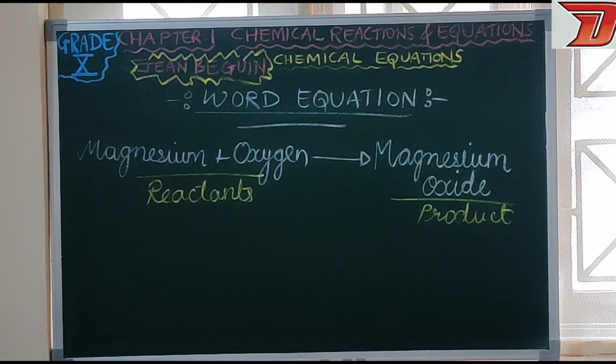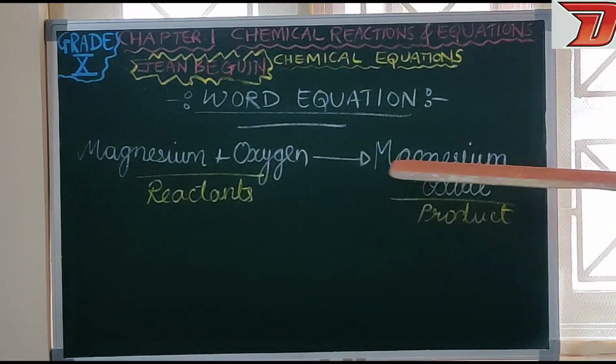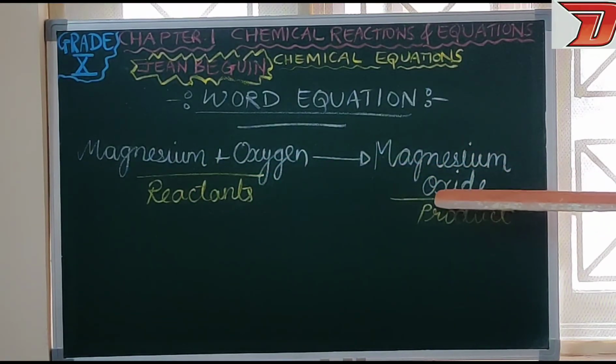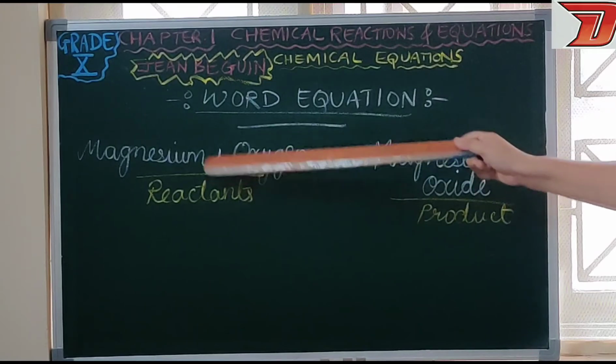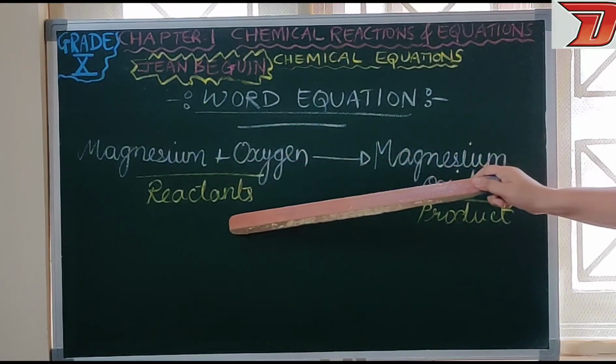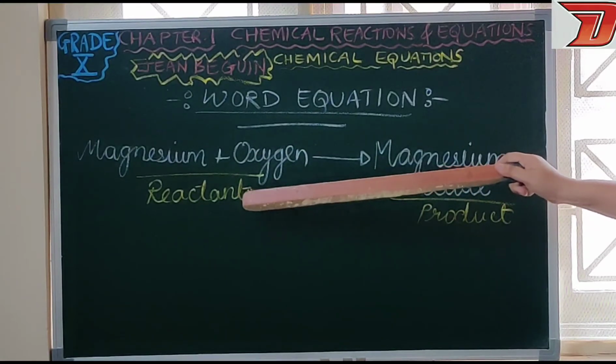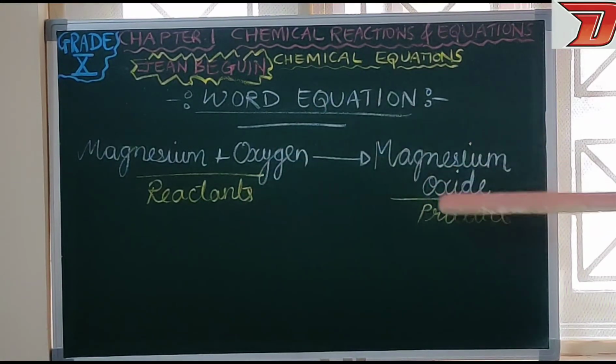Word equation means the equation when written in word form. That is known as a word equation. The same example is given in your textbook also, where magnesium and oxygen are reacting with each other to form magnesium oxide. Right? Plus sign means they are reacting with each other. So they are called reactants. After their reaction gets over, what are we getting as the final product?